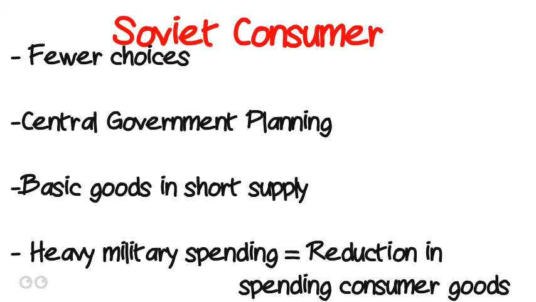In contrast, the Soviet consumer had fewer choices. In the Soviet Union, government planners decided how many of each good should be produced and distributed out to the people. Heavy government spending on military often meant reduction in spending on consumer goods. Milk, soap, meat, bread, and even toothpaste, all considered basic consumer goods, were in short supply. People had to stand in long lines in order to purchase these items.